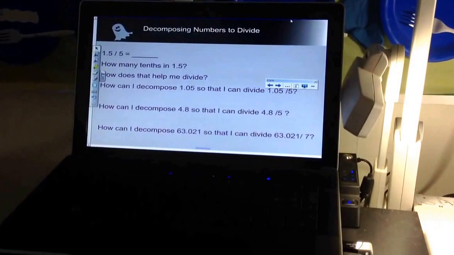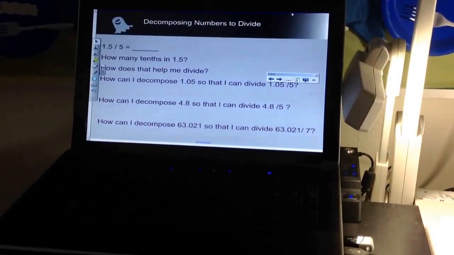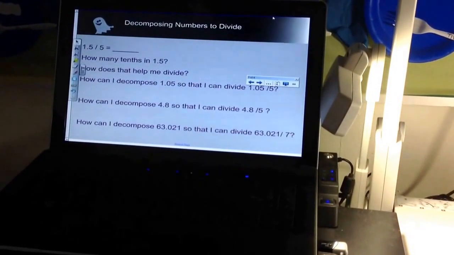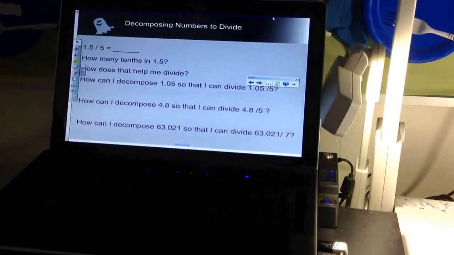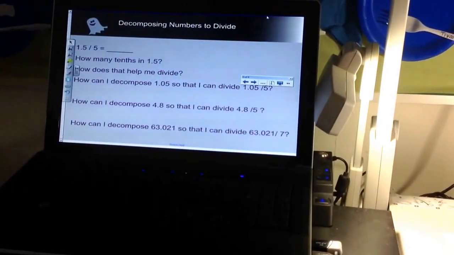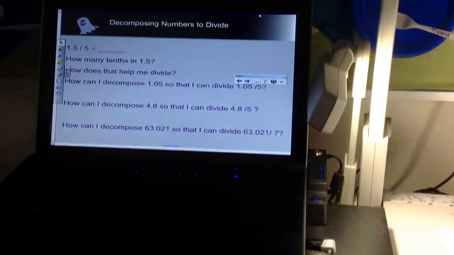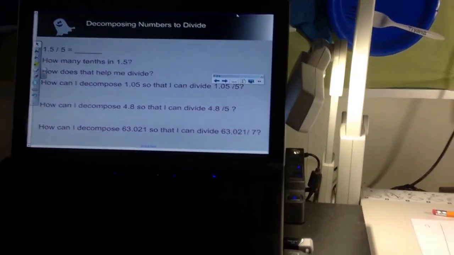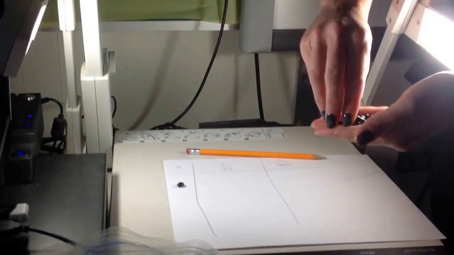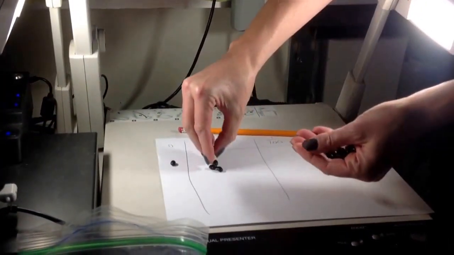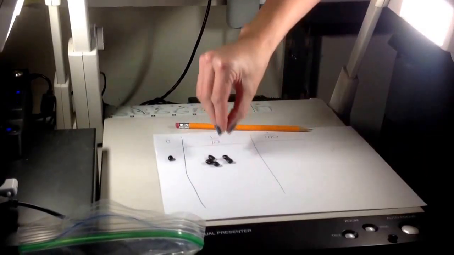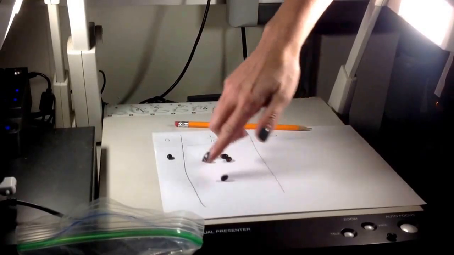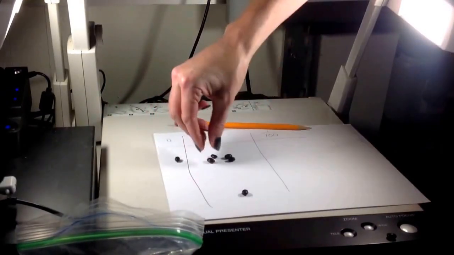Okay, so this one, we're looking at 1 and 5/10 divided by 5. So in this case, again, it's going to be helpful for me to rename it. If I look at it on the place value chart like this, I have 1 and 5/10. If I'm dividing by 5, I can easily divide this up into 5 separate groups, my tenths.